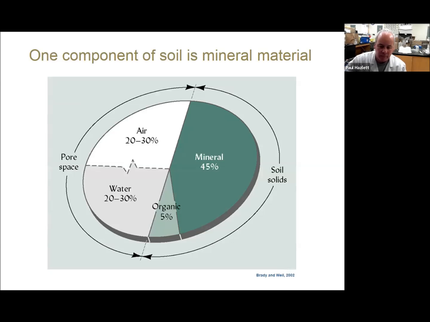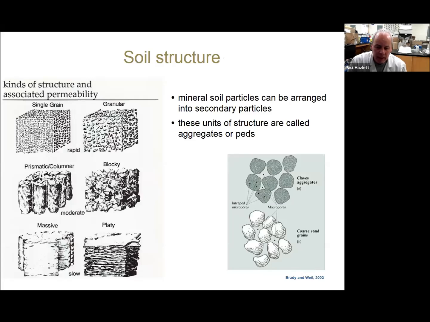And one thing that's complicating about that, and now I'm on the soil structure slide, is that the mineral soil particles in any particular soil sample can actually arrange themselves into secondary particles. So if you went out into a farmer's field, your own backyard garden, or a forest, it's possible that you could find these soil structures, that is the smaller mineral particles aggregated together into these secondary particles.